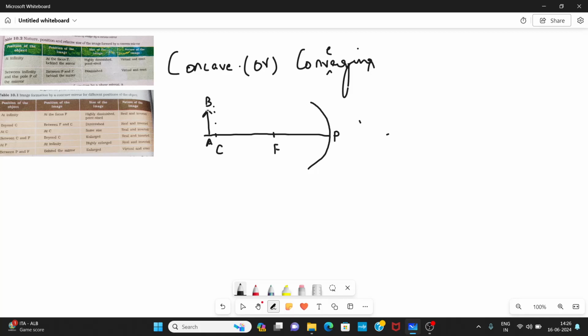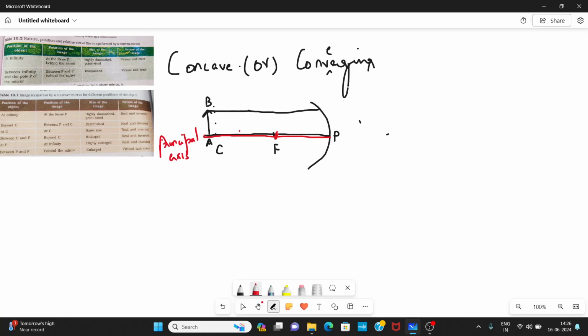There will be n number of light rays from the object hitting your mirror. I'm considering the light ray hitting parallel to the principal axis. So which is my principal axis? This line, right? The line where you have drawn your center of curvature, focus and pole. This is your principal axis.